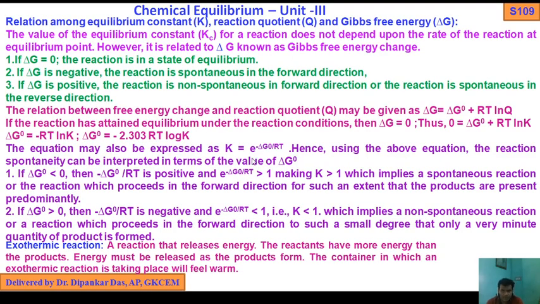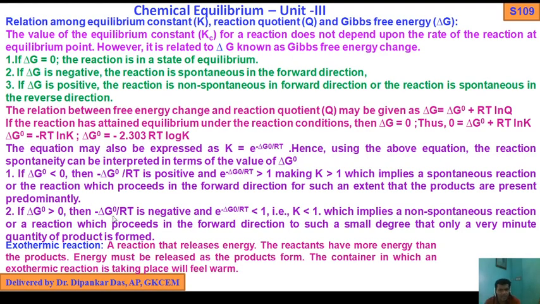Again, the equation may also be expressed as K equals e to the power minus ΔG0 by RT. Here 0 is the superscript; it denotes standard Gibbs free energy. Using this equation, the feasibility of the reaction can be interpreted in terms of the value of ΔG0. If ΔG0 is less than 0, then minus ΔG0 by RT is positive and e to the power minus ΔG0 by RT is greater than 1, making K greater than 1, which implies a spontaneous reaction that proceeds in the forward direction to such an extent that the products are present predominantly.